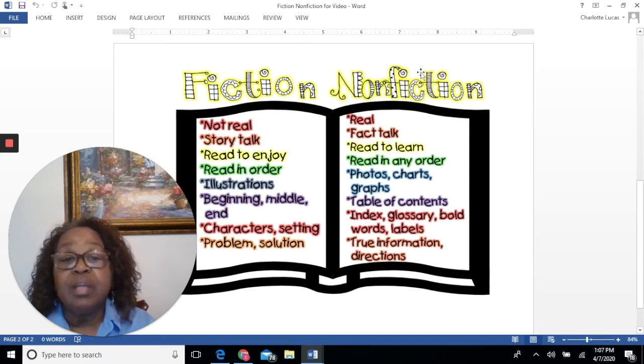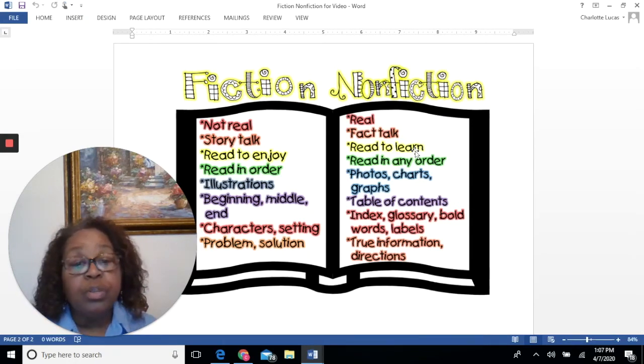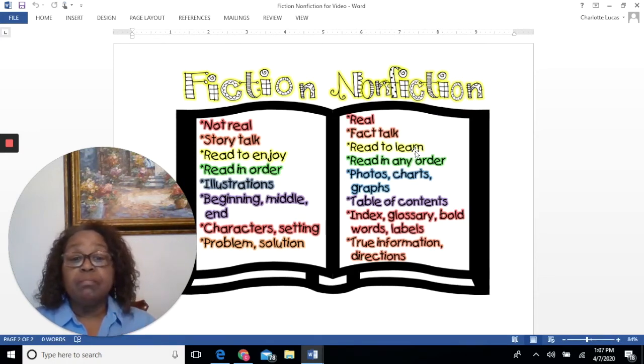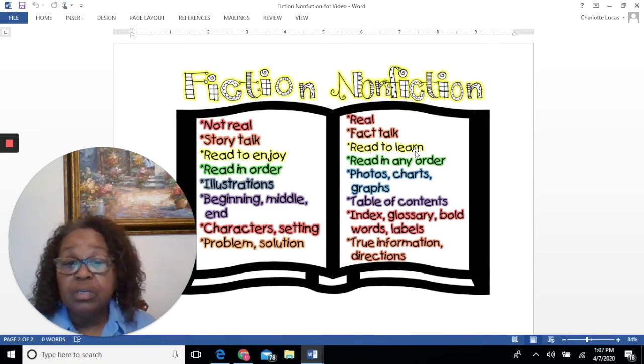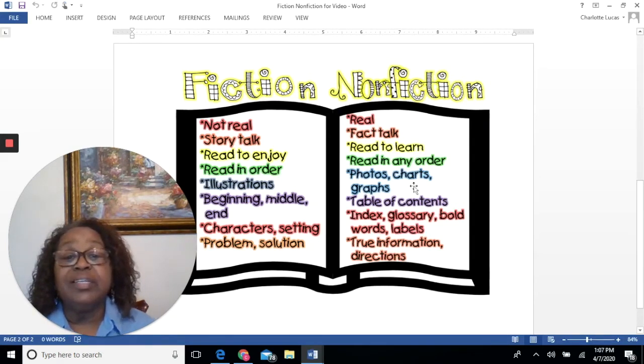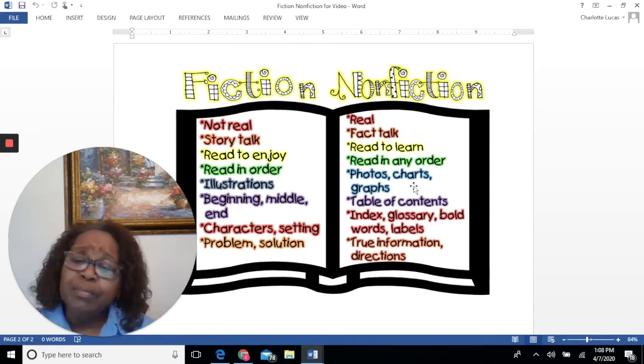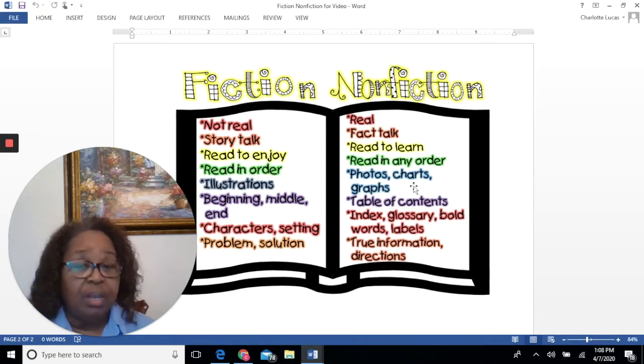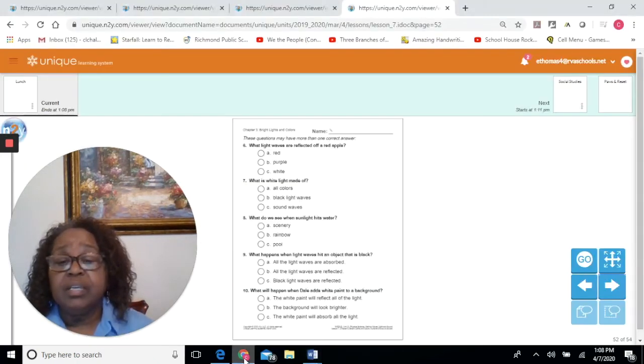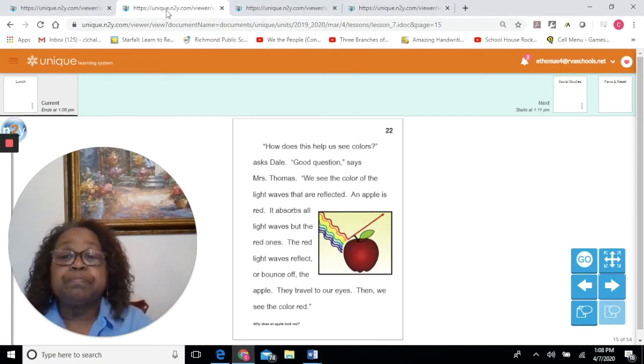If a story is nonfiction, that's a real story. It's real fact talk. You're reading it to learn something. You'll have photos, you'll have charts, you might have a glossary, you might have information for directions, you might have a table of contents. This is the type of book that is nonfiction, and it is designed to give you fact talk. So as we're reading, we want to keep ourselves clued into what type of story this is, fiction or nonfiction. All right, let's take a second and let's read the story.